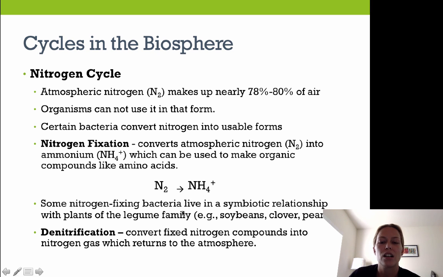These nitrogen fixing bacteria live in a symbiotic relationship with plants, and these plants are typically of the legume family, meaning like soybeans, clovers, peanuts, pistachios, that type of thing. Denitrification is the conversion of fixed nitrogen into nitrogen gas, which returns back into the atmosphere. So we have nitrogen fixing bacteria fixing nitrogen into a form that organisms can use, and then we can have denitrification, which converts this substance back into atmospheric nitrogen, thus completing the cycle.